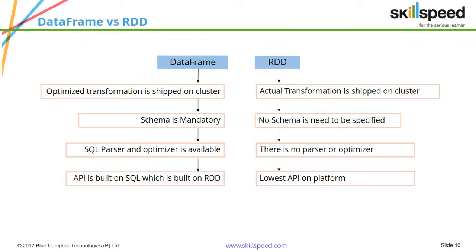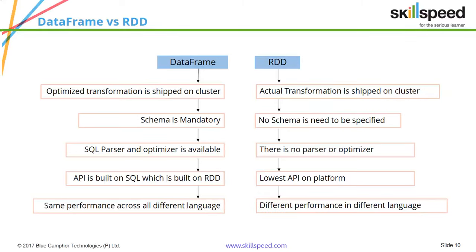So there are two levels of access in here. And with data frame, if you are writing the code using Scala or Python, it will have the same performance since the optimizer remains the same. But with RDDs, based on the language, the performance might vary.